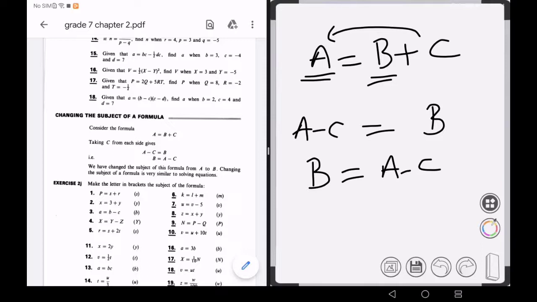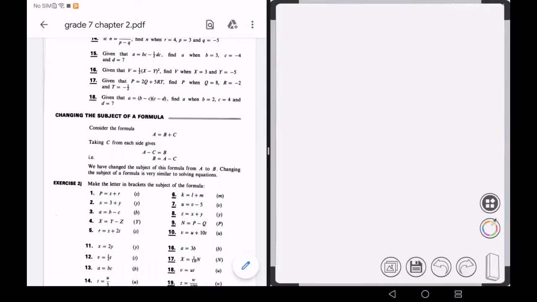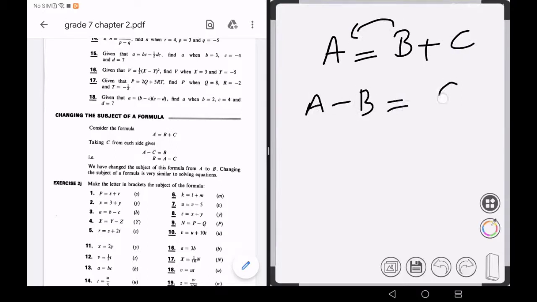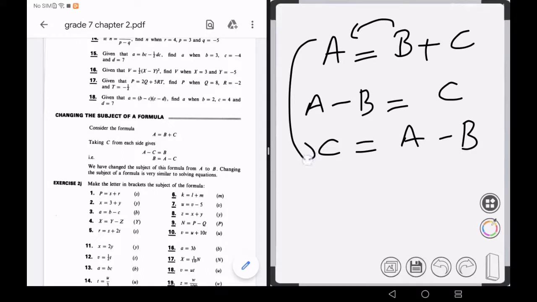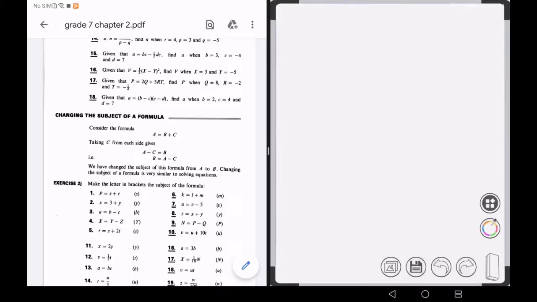If we want to change the subject from A to C, what will we do? We will find out the value of C. So this B will come here. A minus B equals C. C is equals to A minus B. Now we have changed the subject from A to C. This is the only method, changing the subject.